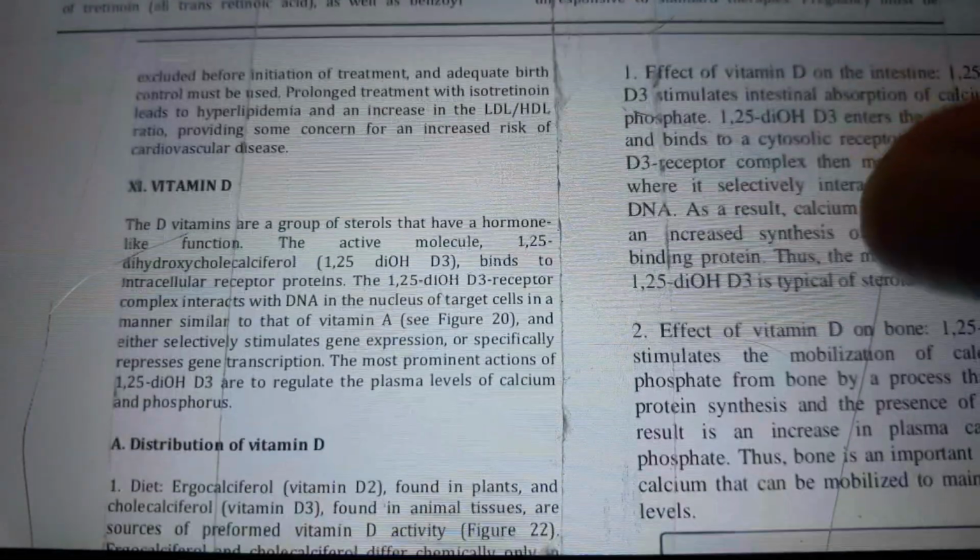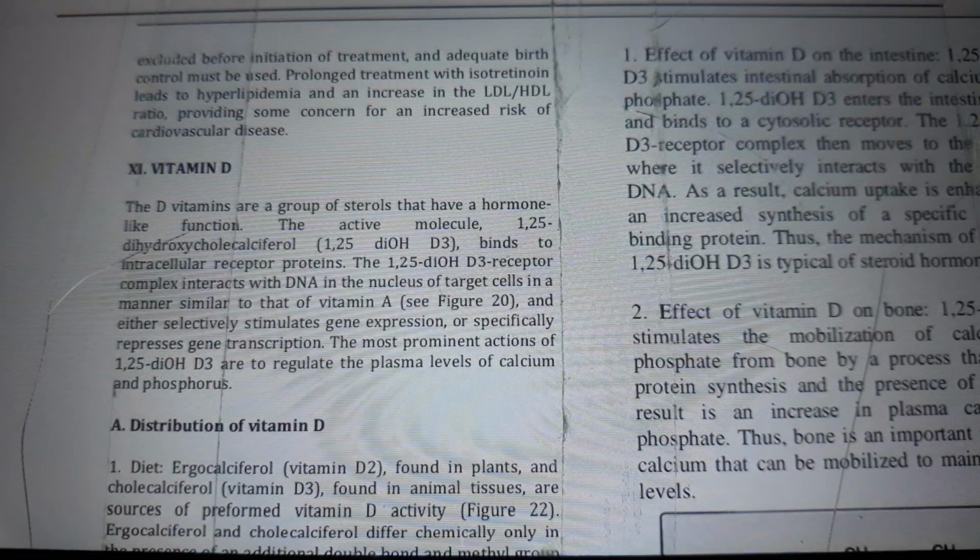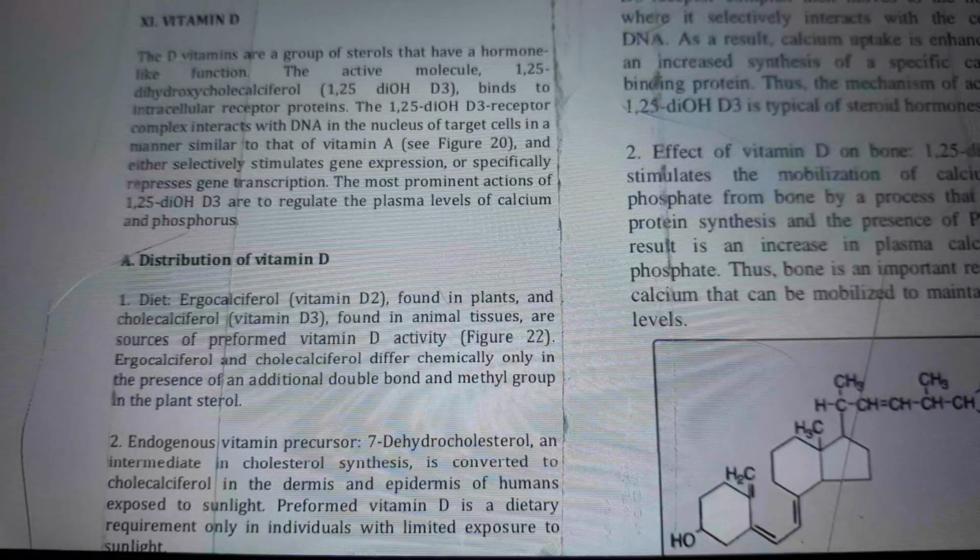And the effect of vitamin D on the intestine: 1,25-(OH)2-D3 stimulates intestinal absorption of calcium and phosphate. 1,25-(OH)2-D3 enters the intestinal cell and binds to a cytosolic receptor. The 1,25-(OH)2-D3 receptor complex then moves to the nucleus where it selectively interacts with the cellular DNA. As a result, calcium uptake is enhanced by an increased synthesis of a specific calcium binding protein.